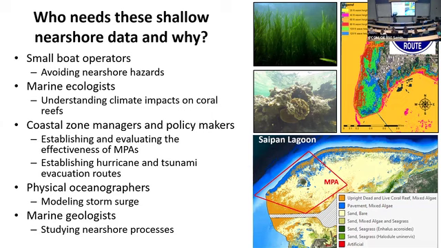Has anyone been to Oregon, been to the Oregon coast? Yeah, Gabby, you were just there last year. Beautiful area. I think we stopped and saw some of these tsunami evacuation warning signs. About every 300 years, there is a Cascadia megathrust earthquake and potentially a corresponding tsunami in the Pacific Northwest. It's been 324 years since the last one. So this is certainly a concern for us in the Pacific Northwest. So establishing evacuation routes, physical oceanographers doing things like modeling storm surge, and marine geologists studying nearshore processes.